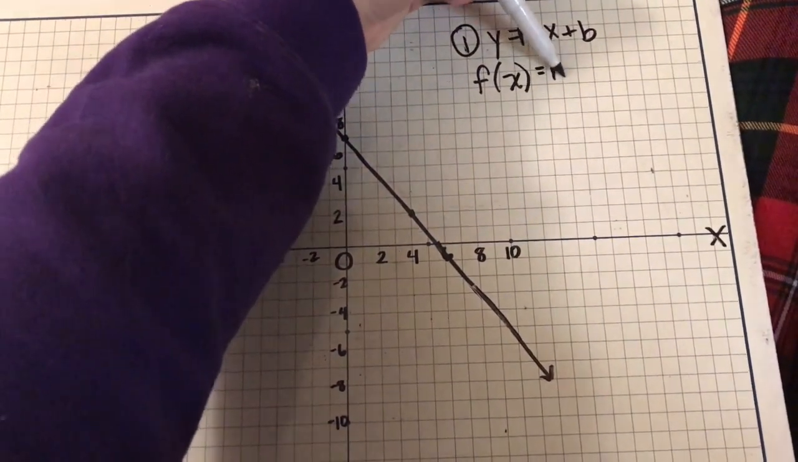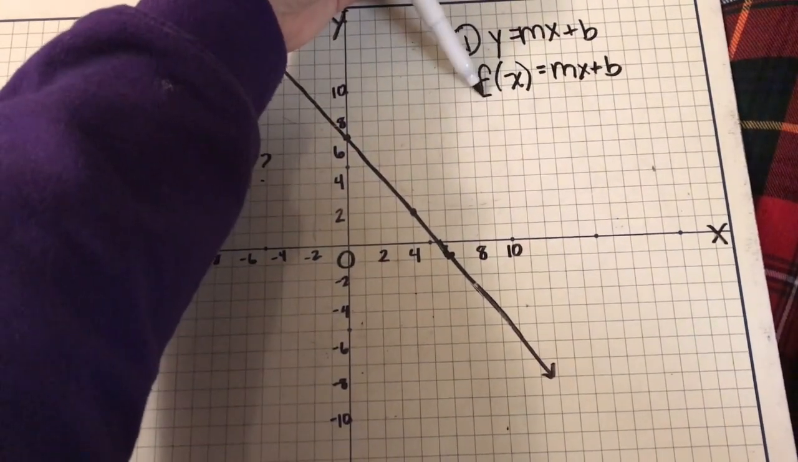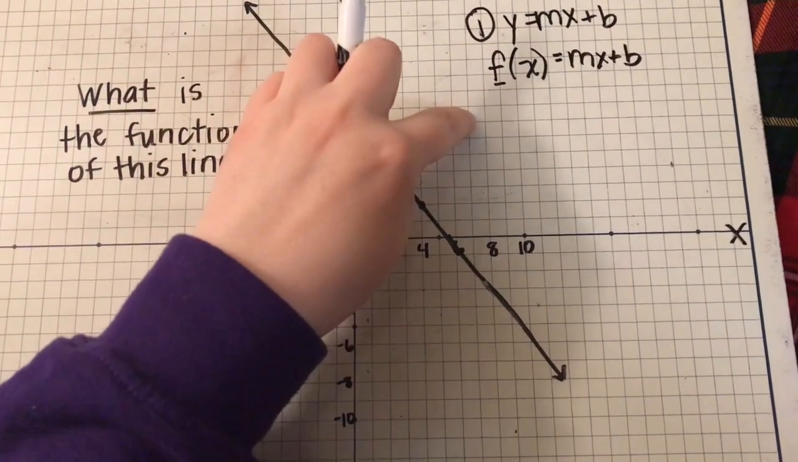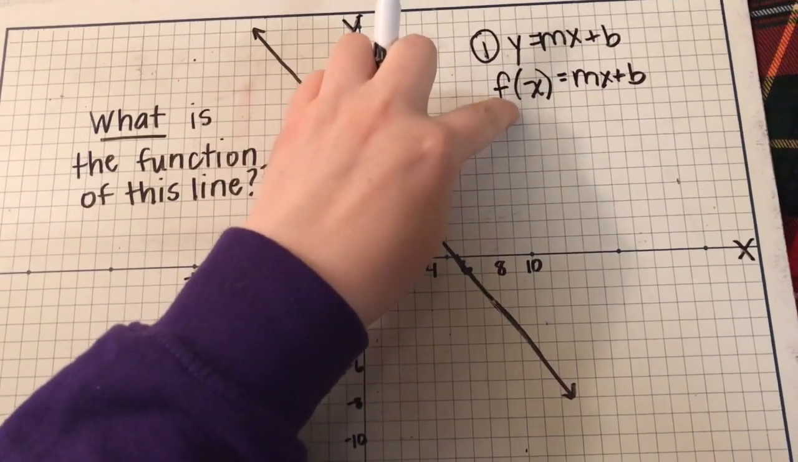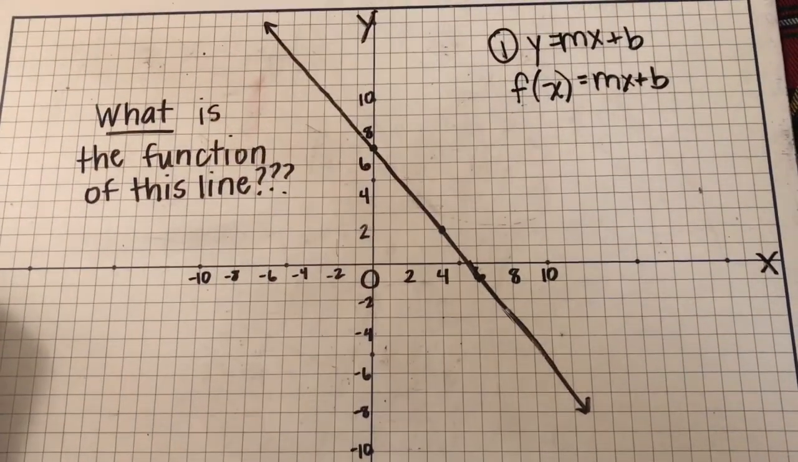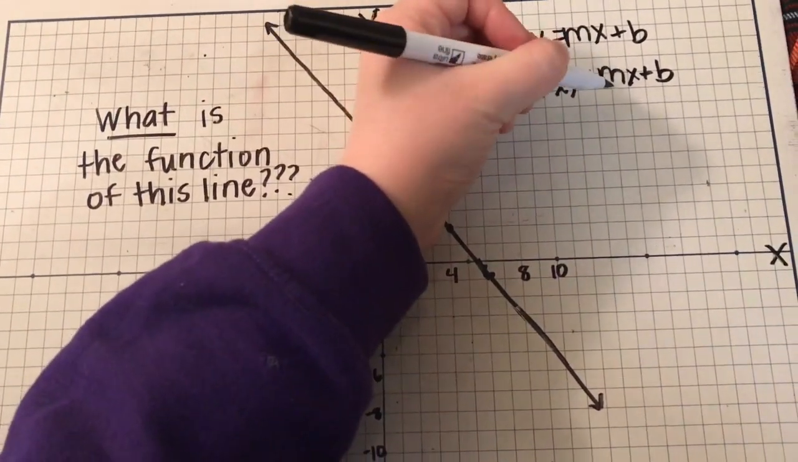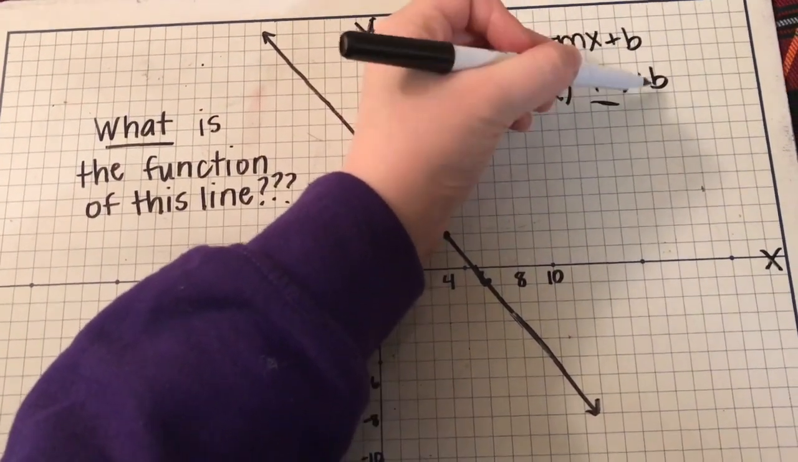equals mx plus b. And this is a reminder that this f could be any letter, whatever you want it to be. A lot of the time it's also written as g, but we're going to use f for now. So if f of x equals mx plus b, then we need to figure out what is m, what is b.